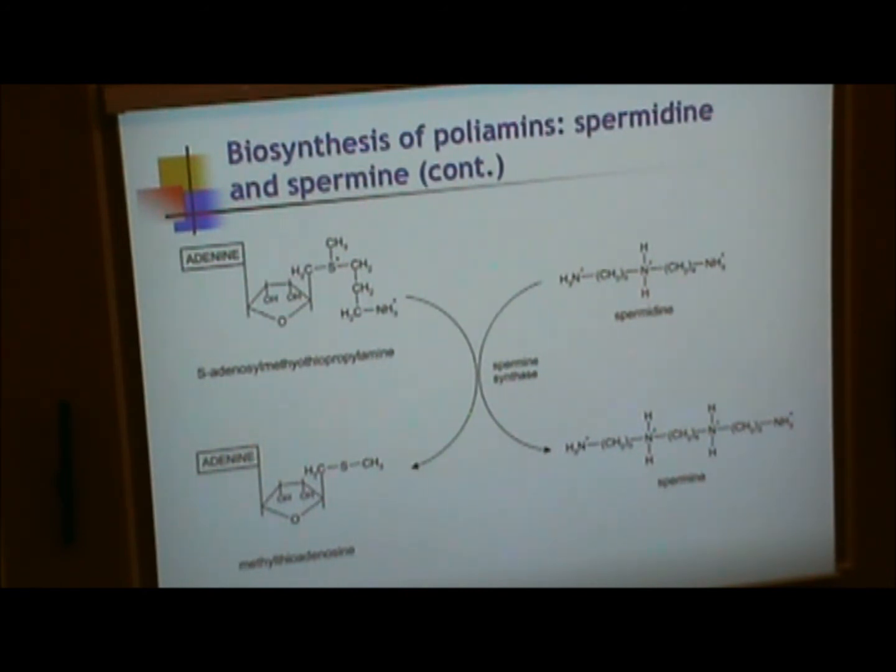This is spermidine. This is spermine. Both of them play a similar biological function.